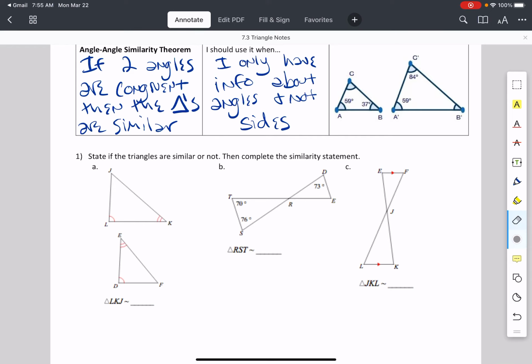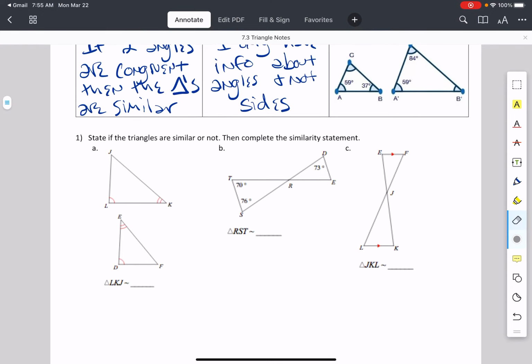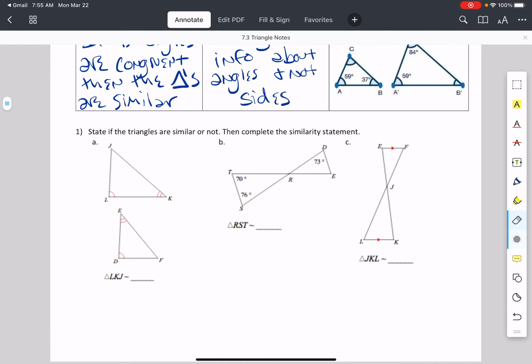So first, let's look at A. In A, I know that L and D are congruent, right? You guys see that? Remember, the congruency marks are if they're the same mark in each triangle, right? And then E and K are congruent. So I have 2 angles that are congruent, right? So by the angle-angle theorem, I know these 2 triangles are similar.